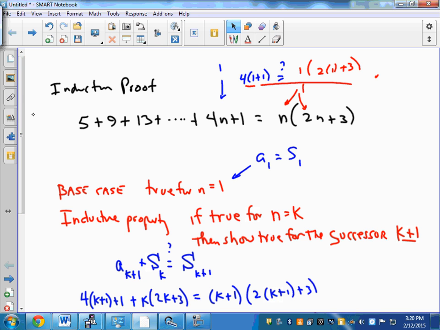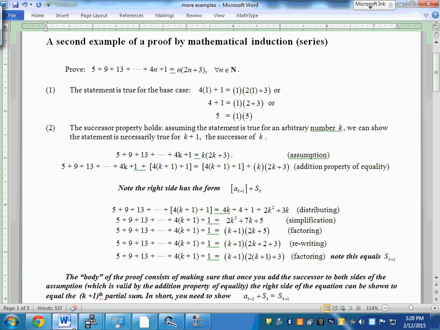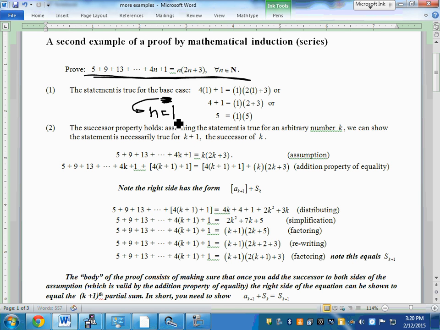So I've got this now as a Word document on your class page. Here's the Word document, and let's take a look-see at this and see how it falls out. This is the statement we're trying to prove, and we're trying to prove it true for all natural numbers. So the first step, and you don't have to type this up, but you should write, the statement is true for the base case. And if you want to be specific, that's when n is equal to 1.